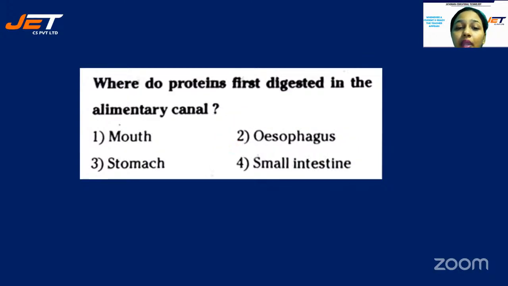Next question, where do proteins first digest in the alimentary canal? Mouth, esophagus, stomach, or small intestine? Alright, the correct answer for this question is option 3, stomach. Third option is the right answer, students.